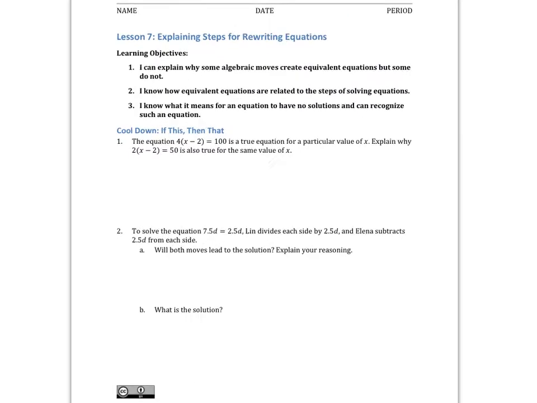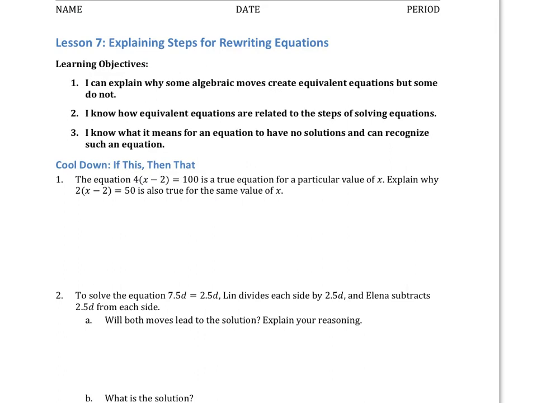In this cool down, the first question asks you, the equation 4 times the difference of x minus 2 equals 100 is a true equation for a particular value of x. Explain why 2 times the difference of x and 2 equals 50 is also true for the same value of x. So if you think about what the lesson talked about, it talked about those balanced moves of whatever you do to one side, you also do to the other side.